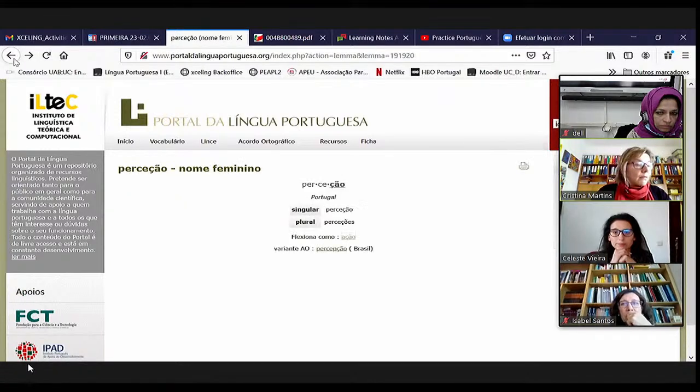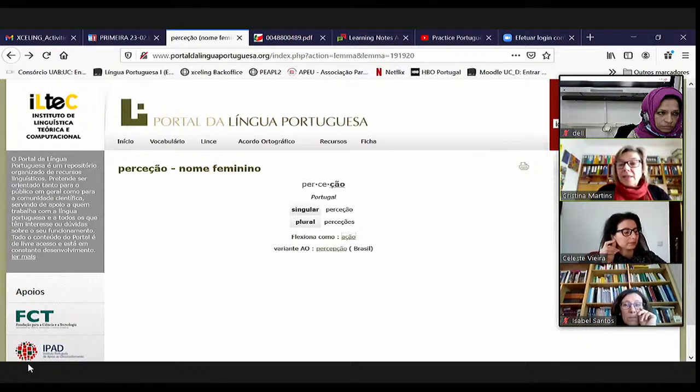Last but not least, we have other spelling variants of the same word and the countries in which they hold. So in this case, you have information regarding the Brazilian spelling of the same word.